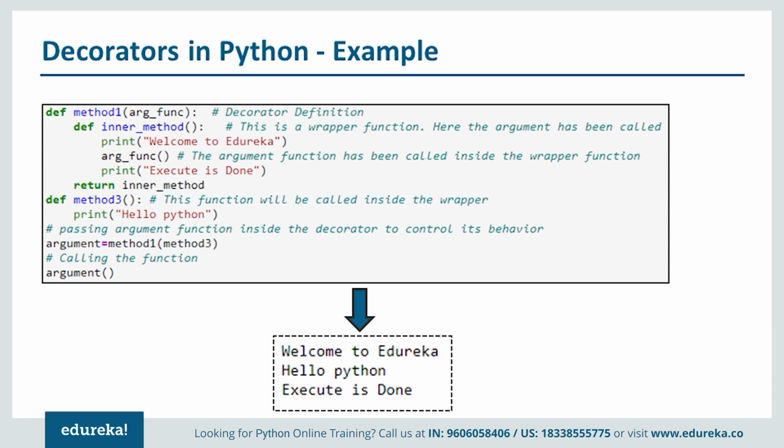Once this is executed, you will see the end result like welcome to Edureka, then hello Python is executed, and then execute is done. So with this you will be able to see these 3 different outputs executed all together, and you will get a series of details about this. So this is how decorators are used and implemented in the Python programming language.